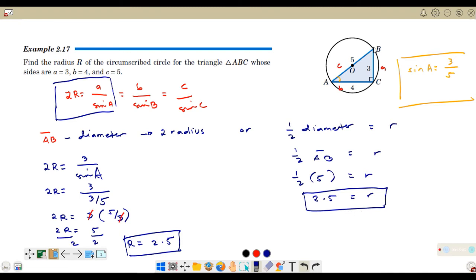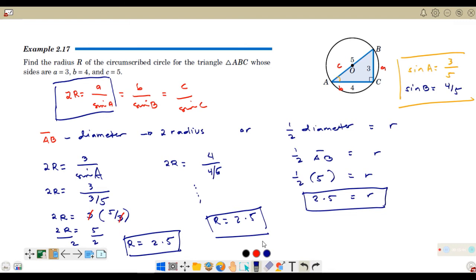Parehas lang din ang sagot dito. Kung gusto nyo gamitin si B, okay lang din naman. Meron tayo ditong sin B, which is equal to 4 over 5. Ayan. And 4 over 5, ang magiging computation niya is 2r is equal to 4 over 5. And if you are going to continue this outline, magkakaroon ka rin ng r which is equal to 2.5.